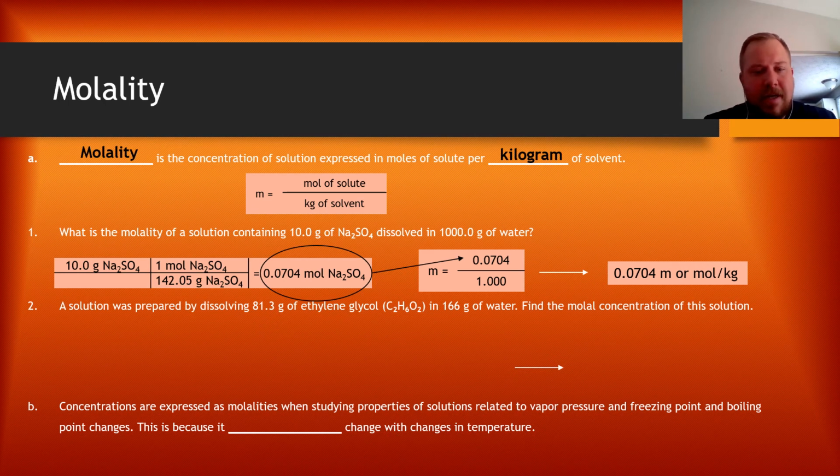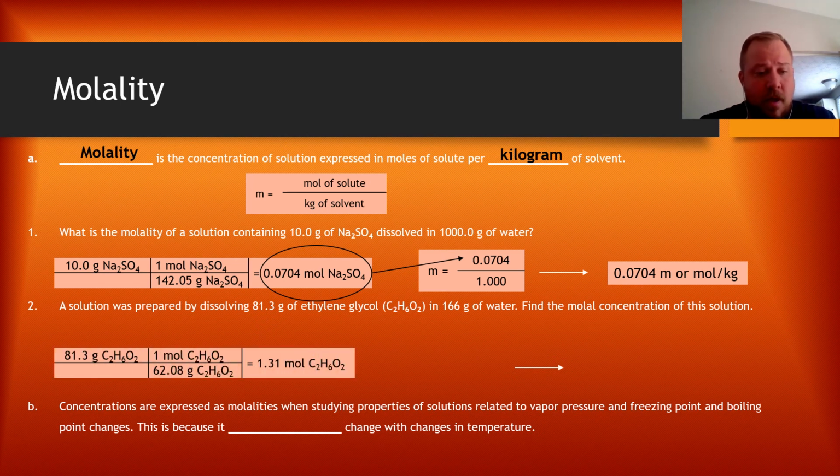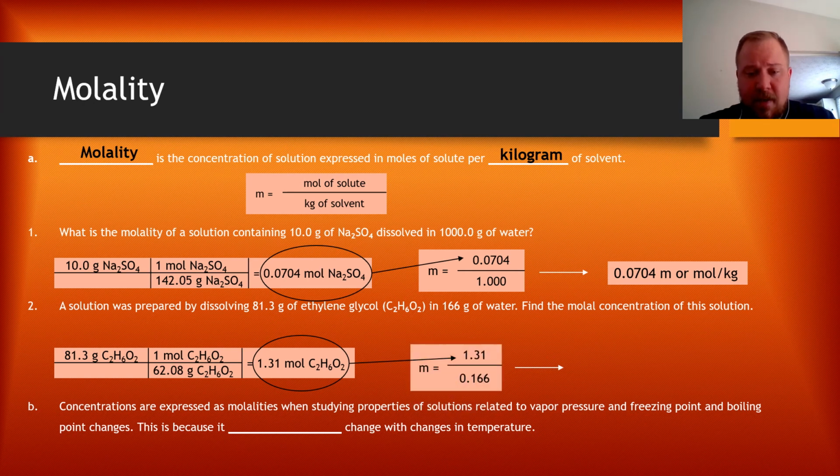All right, I'm giving you some time to take a look at that problem. Hopefully you were able to figure it out. So in problem 2, we have 81.3 grams of ethylene glycol and 166 grams of water. The first thing you're going to do is take that ethylene glycol and divide it by its molar mass to give you the number of moles. I took the 81.3 grams of ethylene glycol and divided by its molar mass, 62.08, and I got 1.31 moles. Now remember, that's the top part of my equation, so I'm going to stick it into the top part of my equation.